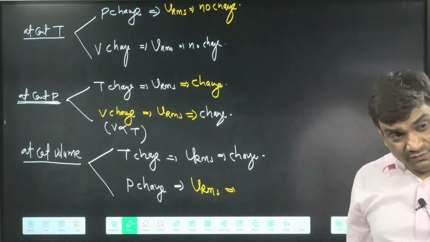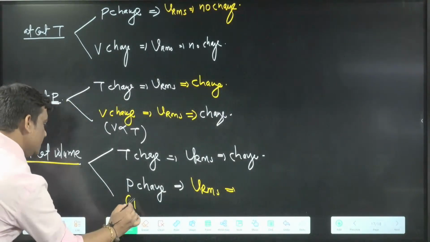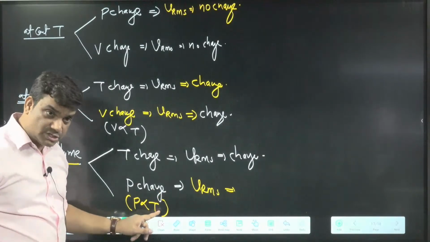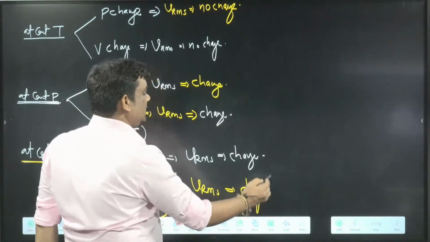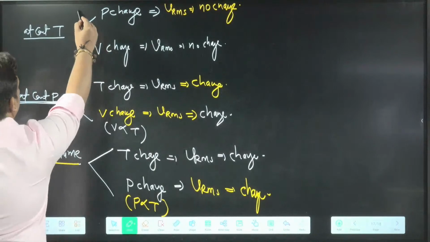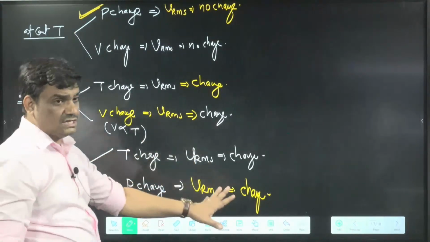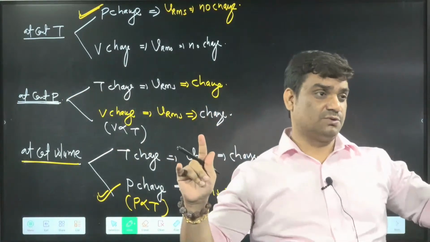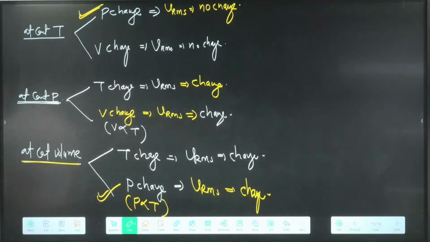It will change, because they are saying the pressure, but you know at constant volume, P is proportional to T. Means whenever you change the pressure, temperature automatically changes, and when temperature changes, VRMS will change. So in the first one pressure changed, VRMS did not change, but here pressure changed, VRMS changed. So we are not deciding by the pressure, we are everywhere deciding by the temperature. This thing you have to remember.